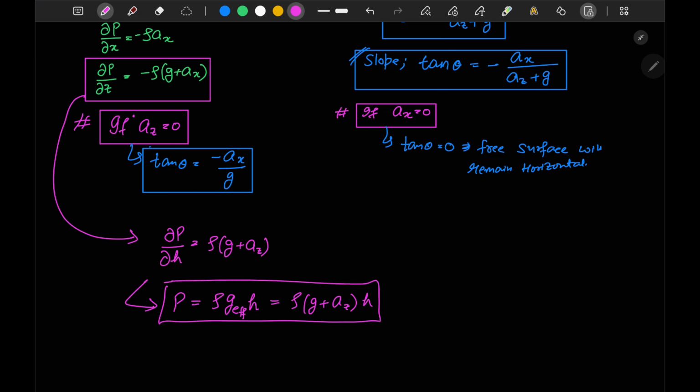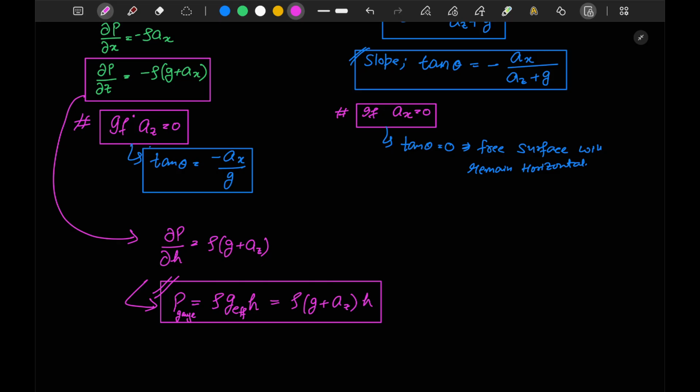If the body is accelerating in the upward direction, az will be positive. If the body is accelerating in the downward direction, az will be negative. I think I don't need to tell you these things. And this is your p gauge. I hope you get this point.